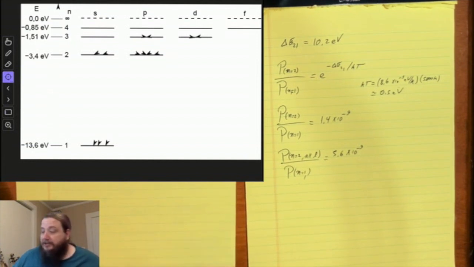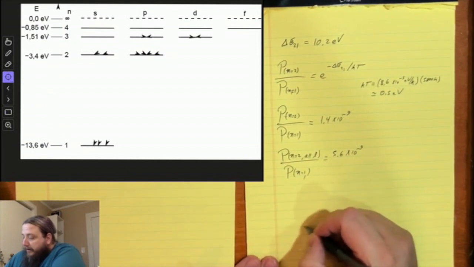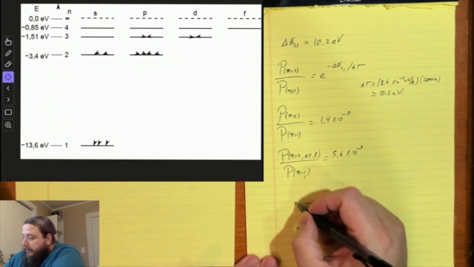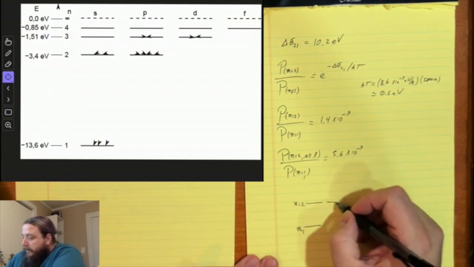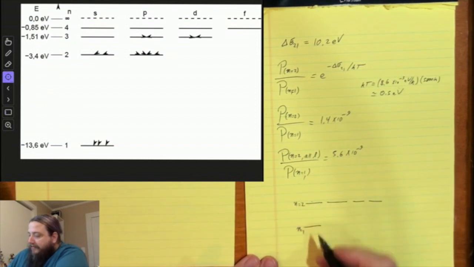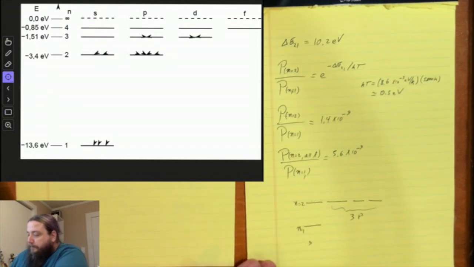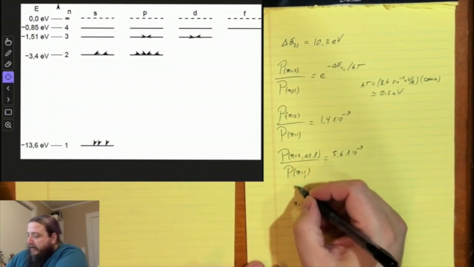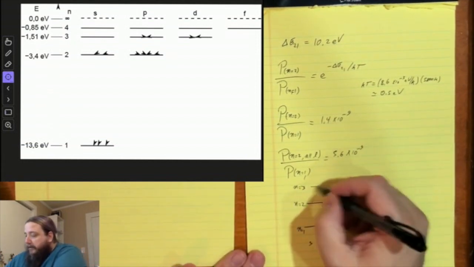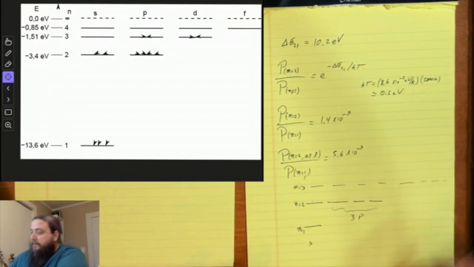Those dark absorption lines happen when we have, so here's the n equals 1, here's the n equals 2, so this is the s states, these are the 3 p states, and then n equals 3 is up here, and there's s states and p states and d states.